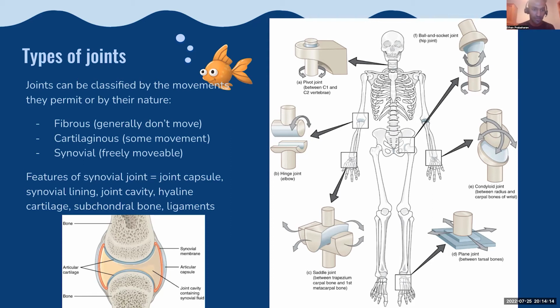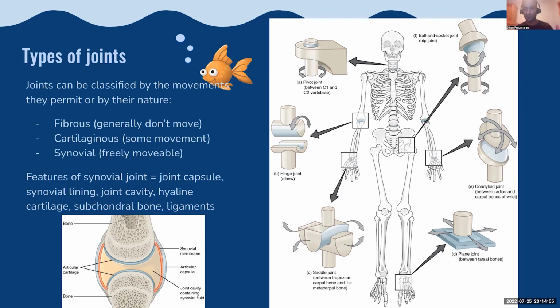This bounds a joint cavity, which is filled with synovial fluid, and coating each surface of bone is hyaline cartilage. Now, it's normal for synovial joints to have hyaline cartilage. This doesn't make them cartilaginous joints. Okay. Then we'll have subchondral bone, so bone that lies under the cartilage, and there's normally ligaments that support each of these joints. There's also classifications of joints by the movements that they permit, so not by the substance that they're made of. And I'll encourage you to have a look at these.